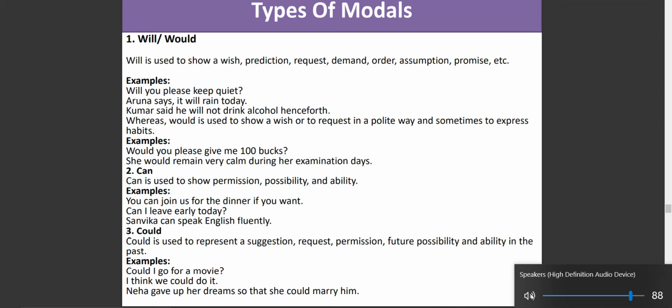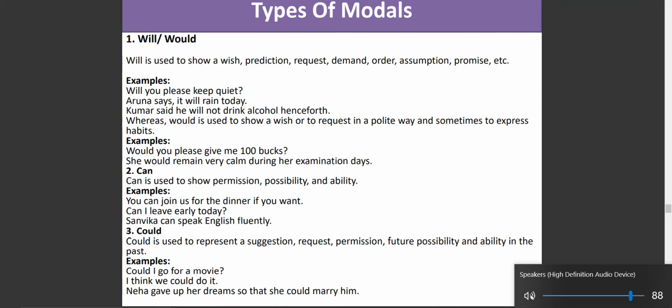Can is used to show permission, possibility, and ability. Example: You can join us for the dinner if you want. Can I leave early today? Sanavika can speak English if you want to.